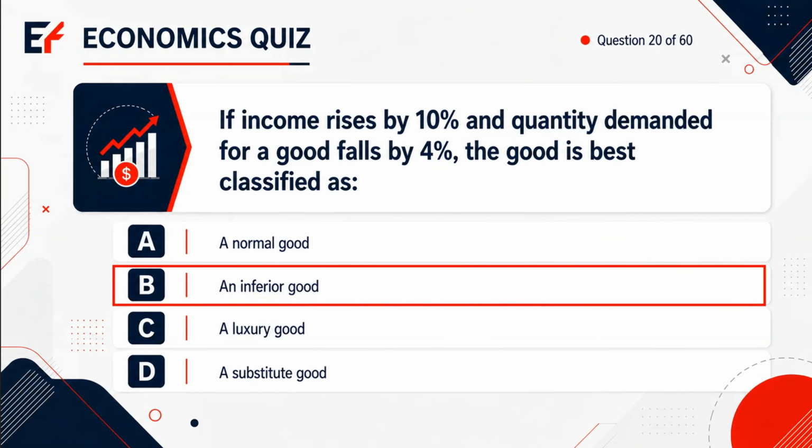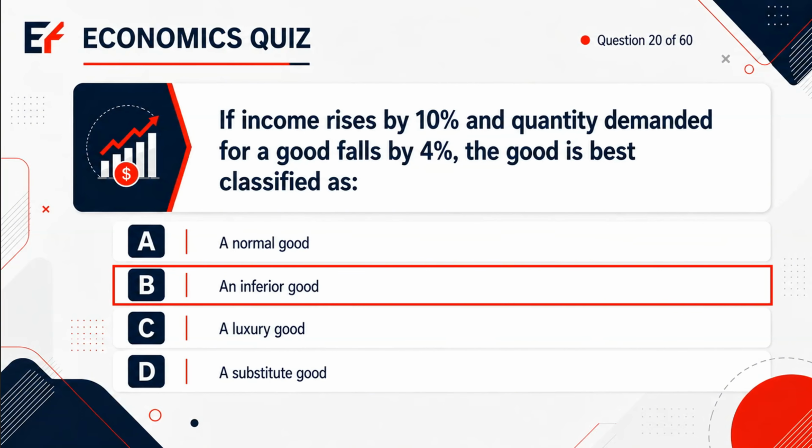Let's read the income response carefully. When income rises but quantity demanded falls, the good has negative income elasticity of demand. Option B is correct because inferior goods are goods people buy less of as their income increases. Option A is wrong because demand for a normal good rises when income rises.